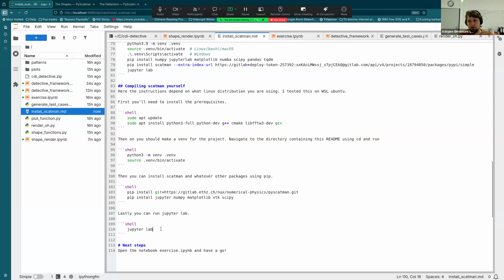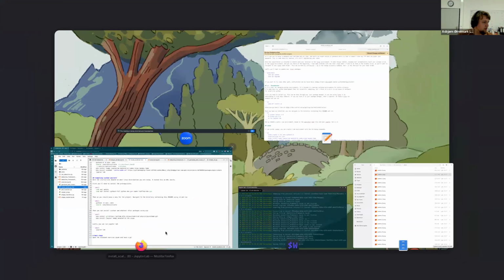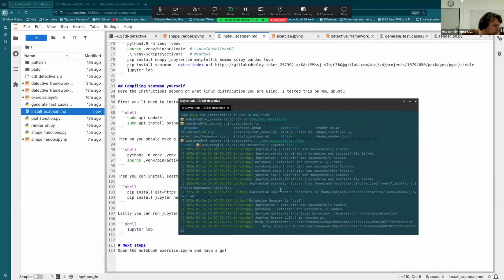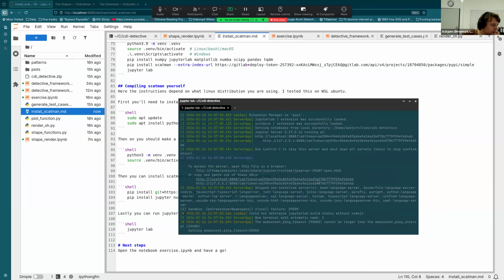If you're on WSL, when you run Jupyter it will not automatically open a window. So here's the kind of console output you get when you run Jupyter. You just need to grab one of these links and paste it into your web browser.